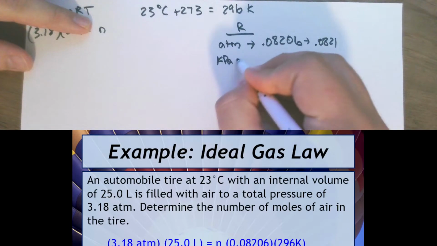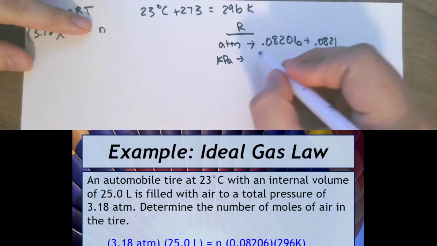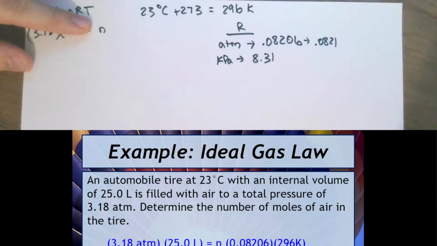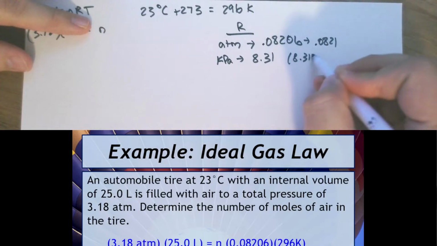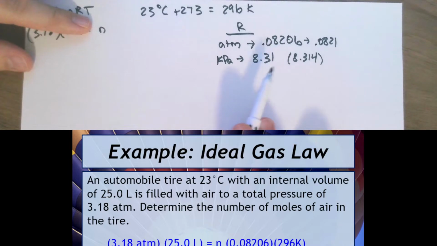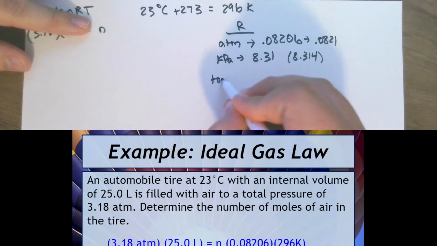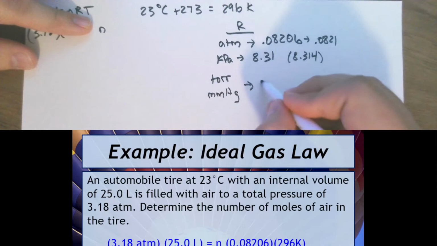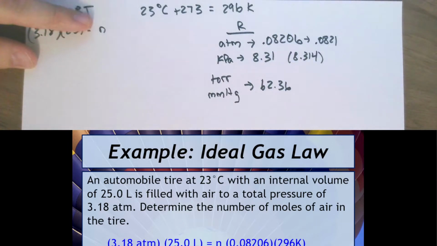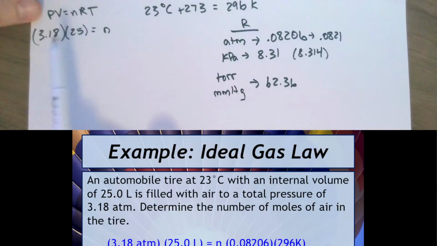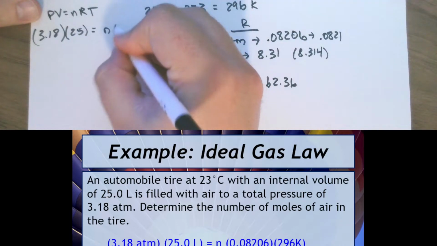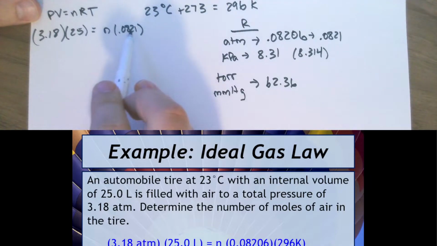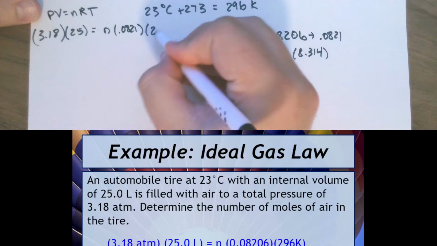If for pressure you use kilopascals, kPa, then R is going to be 8.31. Sometimes you'll see it written as 8.314 or something like that. But I use 8.31. And then for the other two, for torr or millimeters of mercury, they're equal to each other, so they share the same R constant. It's 62.36. So R just depends on which pressure you have in your problem. So like this one, it gave us atm, so I'm going to put in this number, 0.0821. And I'm going to put my temperature, make sure to put the Kelvin temperature of 296.